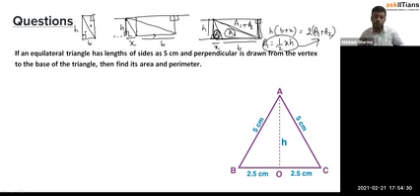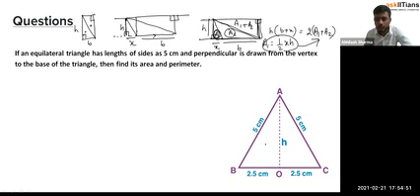So that's the way you can prove it. Okay, now let us talk about this particular question. In the equilateral triangle, it has side lengths 5, 5, 5, and a perpendicular is drawn from the vertex to the base. Find its area and the perimeter. So this is a pretty straightforward and direct question.